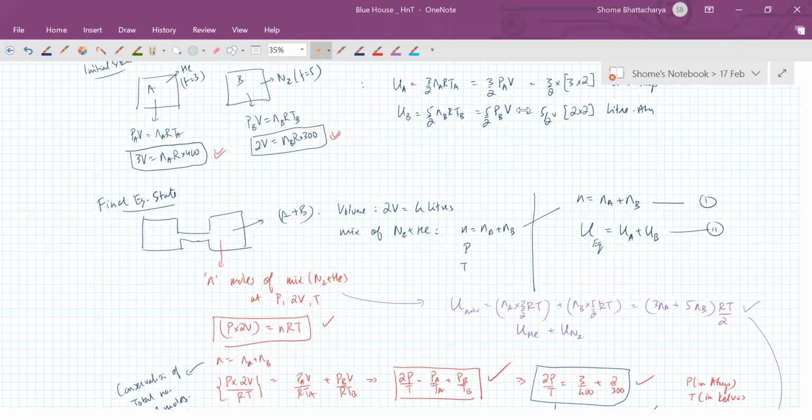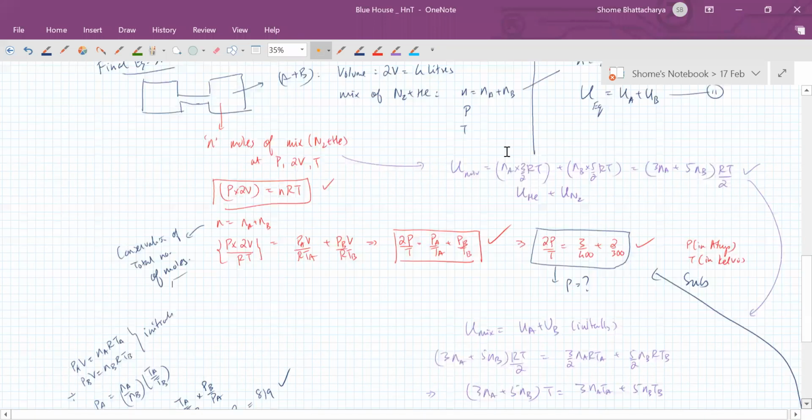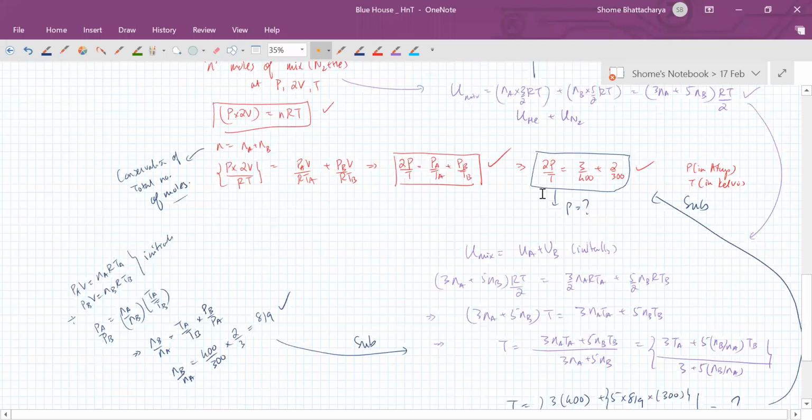So by equating the total moles N in the final mixture with the sum of the number of moles in the initial state, Na plus Nb, we got this relation between pressure and temperature. Now next up, what we are doing is conservation of total internal energy. So internal energy of the mixture should be equal to the sum of the internal energy in A initially plus B.